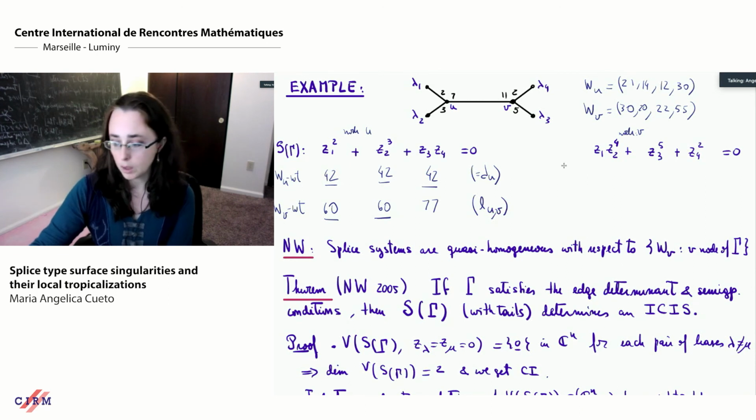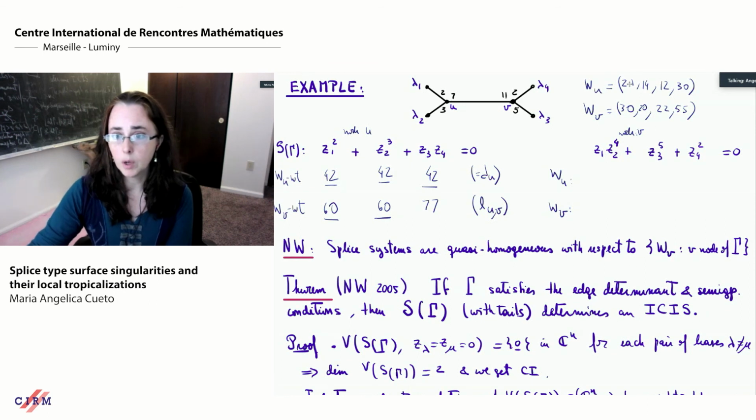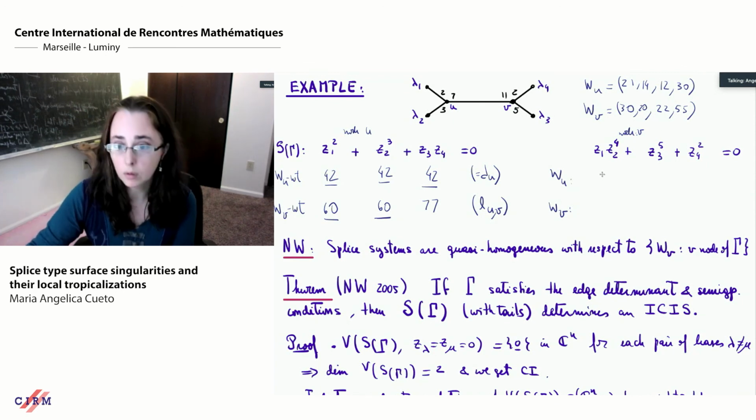And similarly, in the other case, let me compute the WU and WV weights. So in the first situation, I'm going to have 21 plus 4 times 14. So in this case, I'm going to get, let's see, 21 plus 4 times 14.